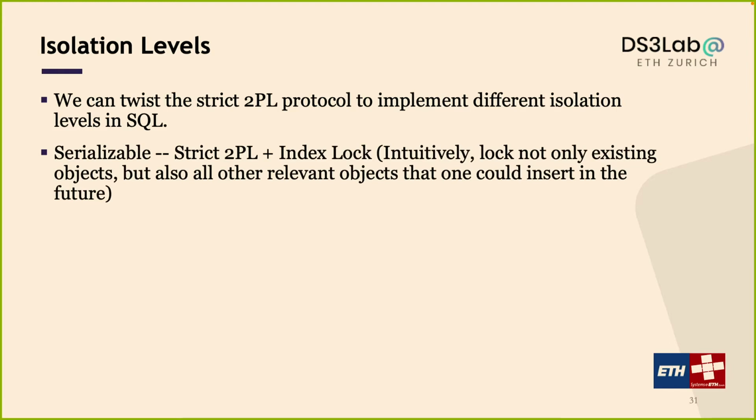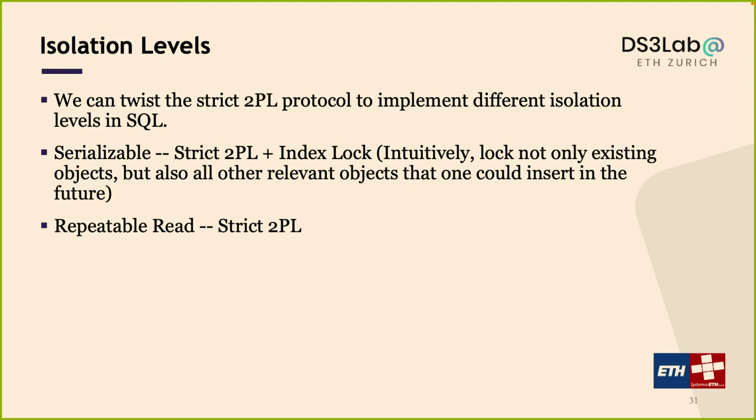You want serializability? Okay. You need to do strict two-phase locking and something called index lock. Index lock is essentially locking the whole table. I need to stop some other transaction from inserting stuff while I'm doing my work. So I need to hold the table lock, sometimes called predicate lock, sometimes called index lock. But the point is, you need strict two-phase locking and the notion of locking the table. Then you have serializability.